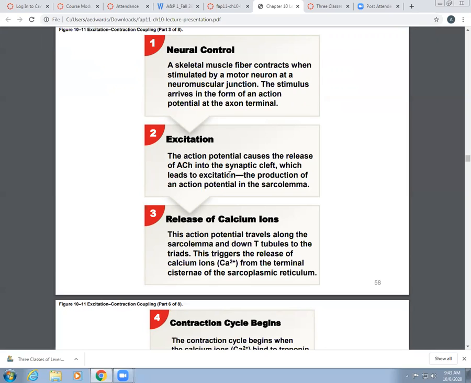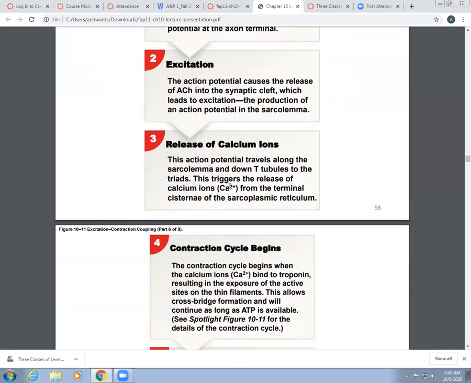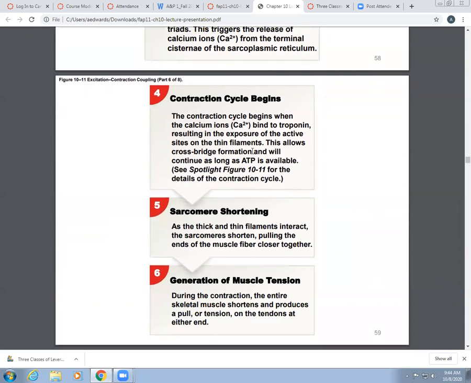Causes excitation, produces an action potential in the sarcolemma, the cell membrane of the muscle fiber, which leads to releasing calcium ions from those terminal cisternae. Because remember, the action potential is going to go down along the sarcolemma and down the T tubules. And once it hits the T tubules, it hits the triads, right? And that touches the terminal cisternae, makes them release their calcium. And you get the contraction cycle beginning.